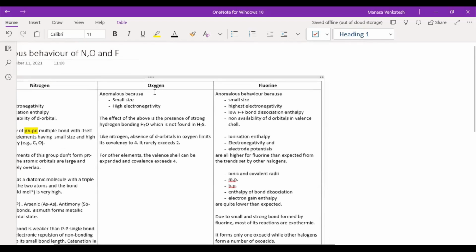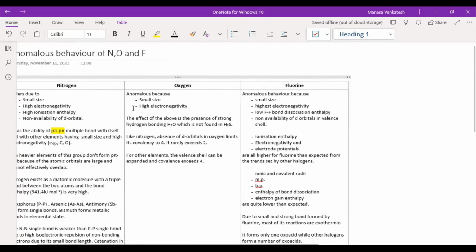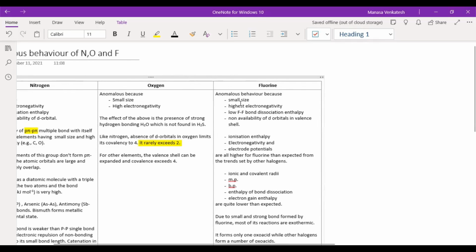Next, anomalous behavior of oxygen. Obviously, it's again due to small size and high electronegativity. It's the same in both cases, if you notice. This is reflected in strong hydrogen bonding in H2O, but H2S does not have strong hydrogen bonding. Because of the absence of d orbitals, its covalency does not exceed 2. It's very rare for it to exceed that.